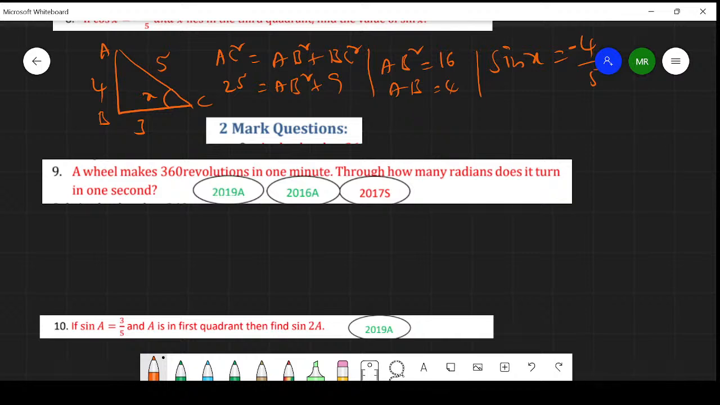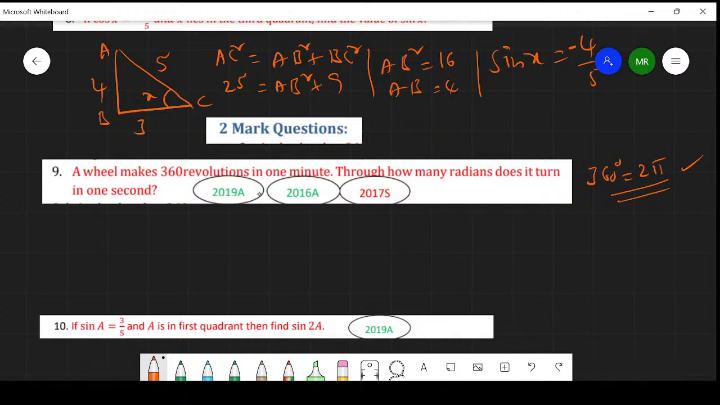Think, 360 revolutions in 1 minute. One complete revolution makes an angle of 360 degrees. In terms of radians, we know that 360 degrees is equal to 2 pi radians. 360 degrees is always equal to 2 pi radians. Correct.